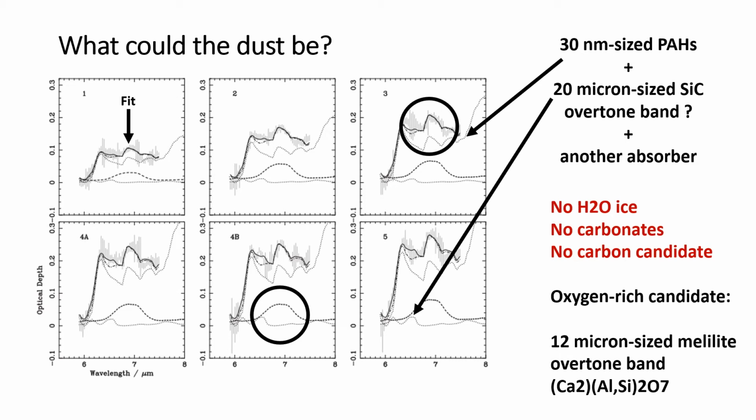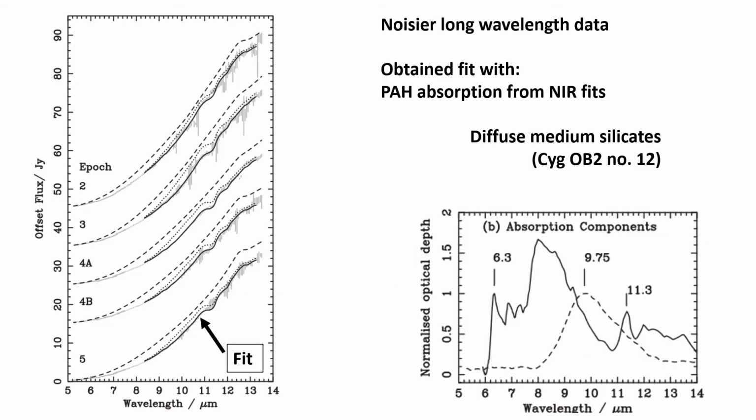The only candidate I could find was an oxygen-rich candidate. This is very large melilite grains. Melilite is a calcium and aluminium silicate, and this feature has also been suggested to be present in young stellar objects and molecular clouds by Bowey and Hofmeister 2005. At longer wavelengths, the very large grains will not be seen because they are opaque.